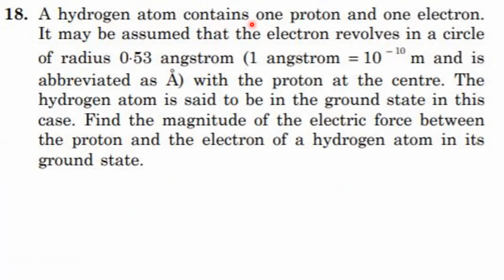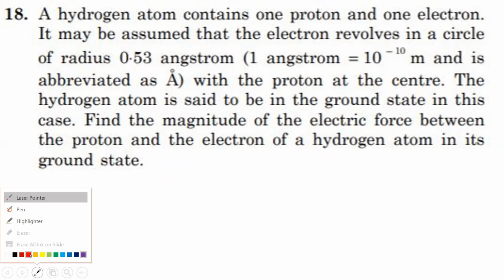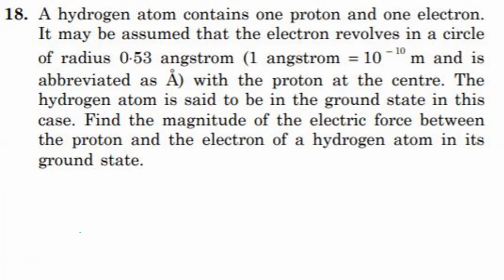A hydrogen atom contains one proton and one electron. It may be assumed that the electron revolves in a circle of radius 0.53 angstrom. 1 angstrom is equal to 10 power minus 10 meter and is abbreviated as angstrom. With the proton at the center, the hydrogen atom is said to be in the ground state. In this case, find the magnitude of the electric force between the proton and the electron of a hydrogen atom in its ground state. Now let us find the force experienced by the proton on the electron.